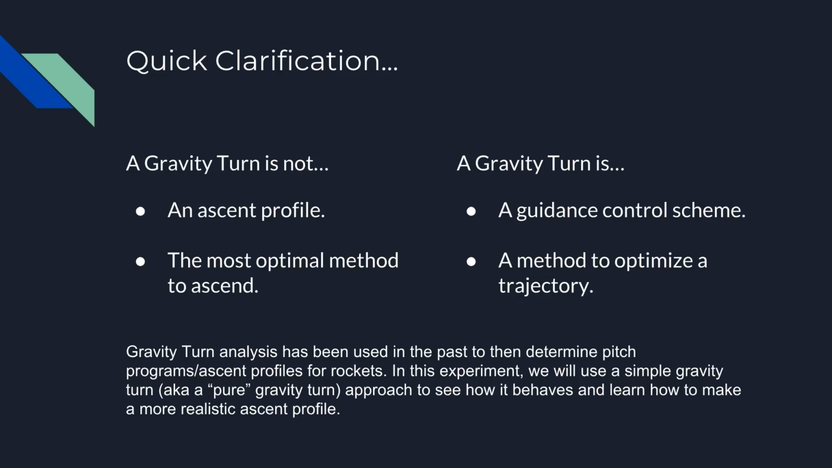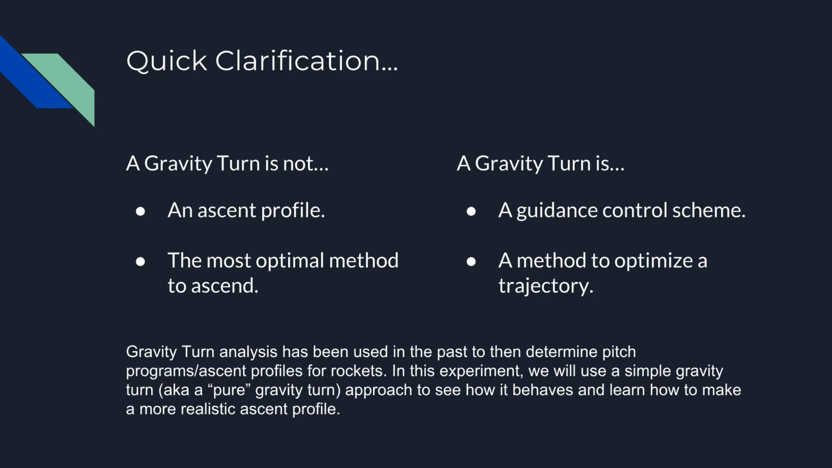What it is though is a definite method to optimize a trajectory, right? So any rocket is always run through simulations, and if you're using a gravity turn, you can actually have minimal inputs to then determine what is the most optimal trajectory for whatever it is you need, right? Using the gravity turn method, you can optimize it for efficiency, for payload delivery, all kinds of stuff, whatever it is that you're looking for.